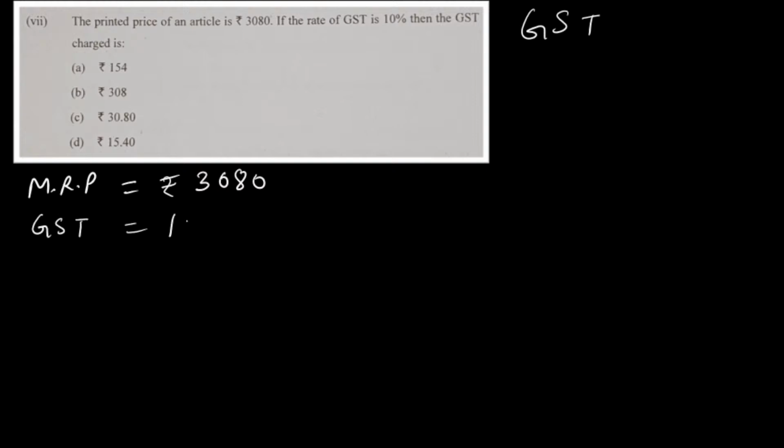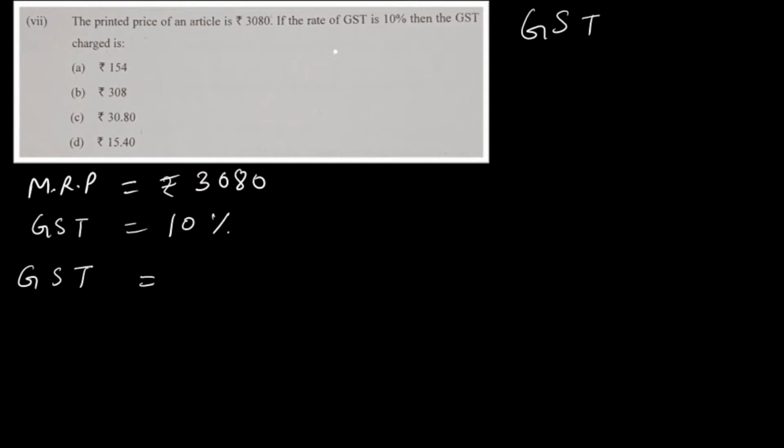Next question is of GST. The printed price of an article is, so printed price means MRP. MRP is given to us as 3080. If the rate of GST is 10%, then the GST charge is. So here the rate of GST is given to us as 10%. GST charged in rupees we have to find.